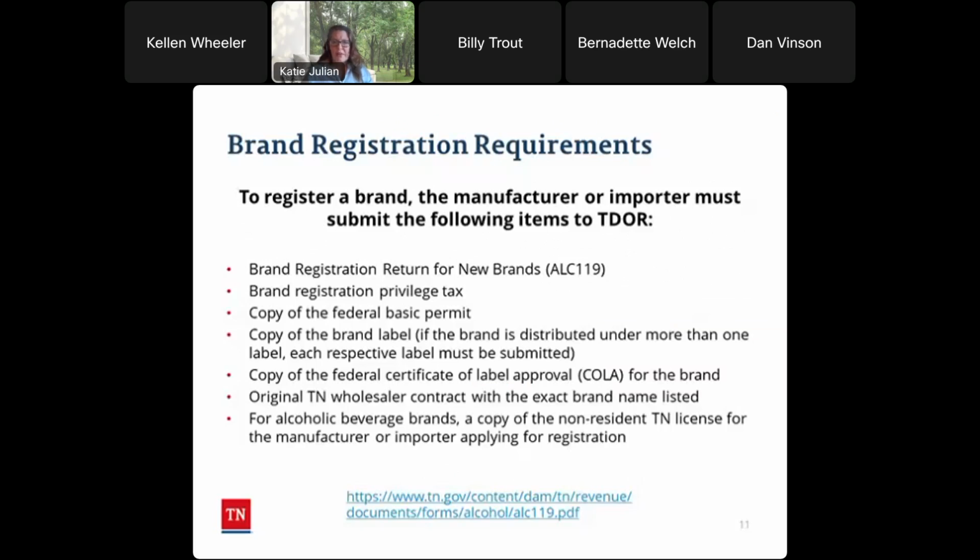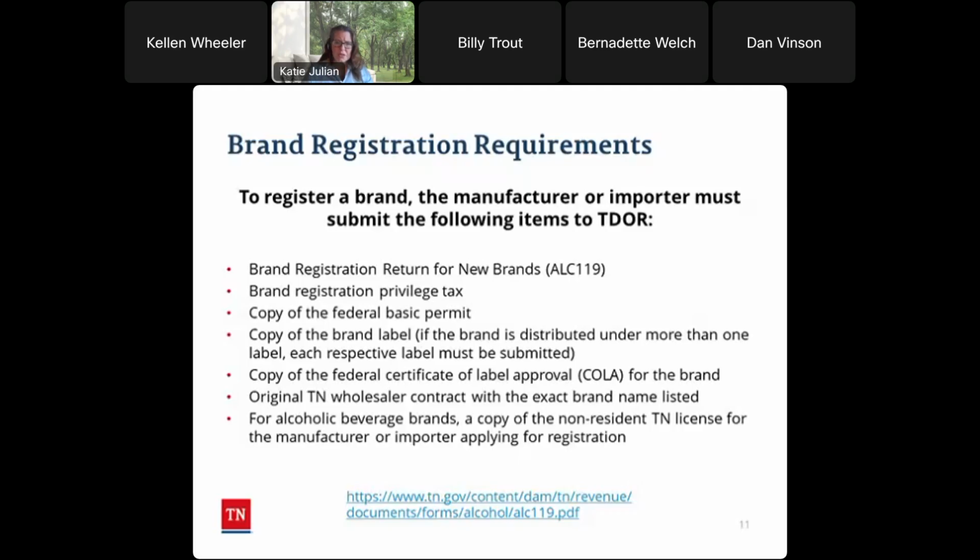So every manufacturer or importer distributing brands in Tennessee must register each brand it distributes and pay the brand registration privilege tax prior to distributing. We've already discussed that. Here you can see what is required in order to register the brand. There are some steps to accomplish first before you can register a brand. You see a link here at the bottom of this slide to the paper registration form, but there is a TNTAP registration for this. You can register it through your TNTAP account.